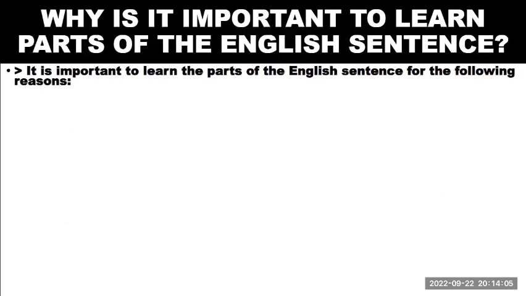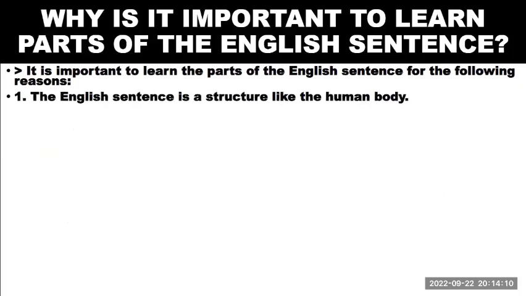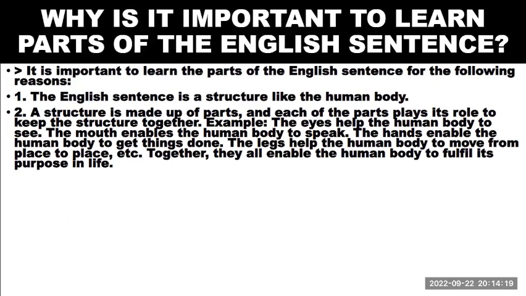Now, let's begin to look at why it is important to learn parts of the English sentence. It is important to learn the parts of the English sentence for the following reasons. 1, the English sentence is a structure like the human body. The human body has parts, okay? Now, a structure is made up of parts, and each of the parts plays its role to keep the structure together. And when we look at the human body, we find that the eyes help the human body to see, the mouth enables the human body to speak, the hands enable the human body to get things done, the legs help the body to move from place to place, and so on and so forth.